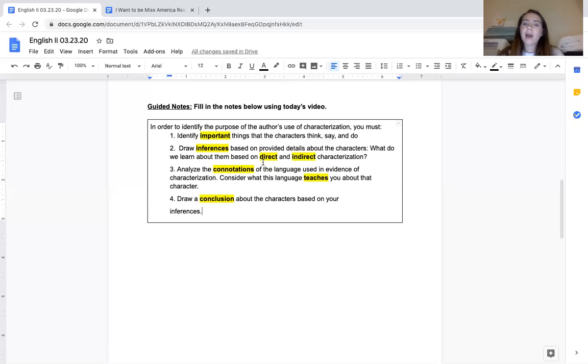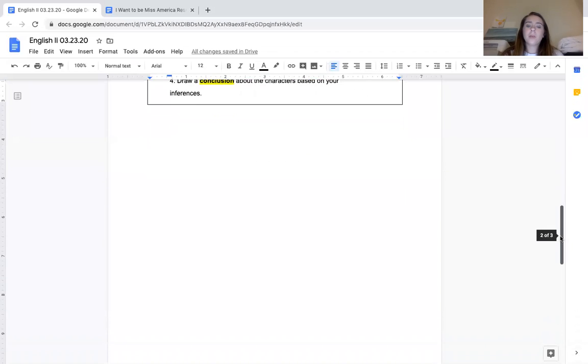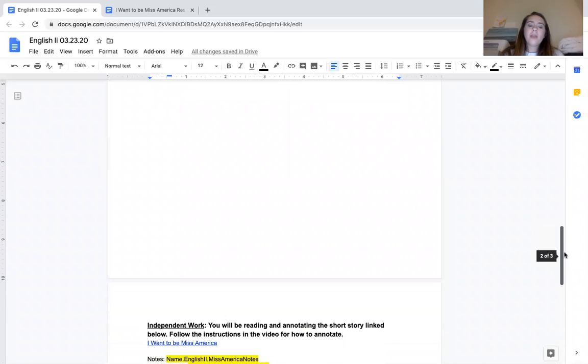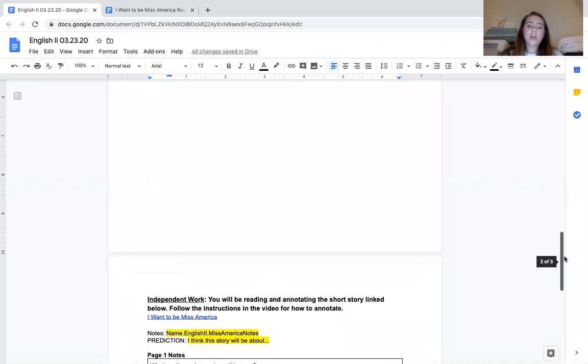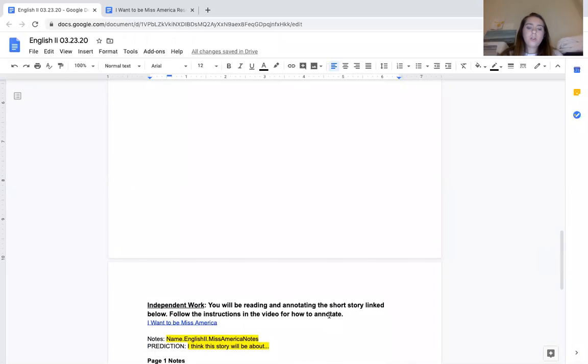All right, if you're back, that should be because you've already filled in all of these notes in your document. Great job. We're ready to move on. So I'm going to scroll to my next page. This is where we get to practice our digital annotation strategy. So you see, I have independent work. You'll be reading and annotating the short story linked below.